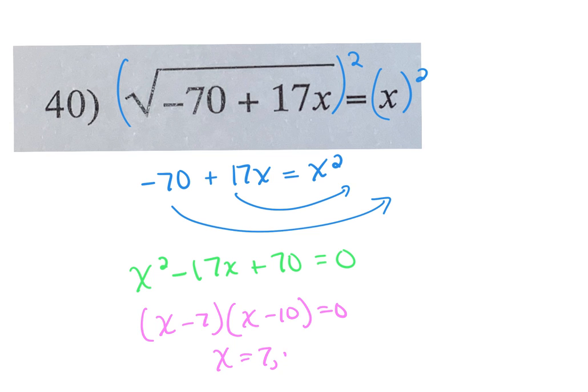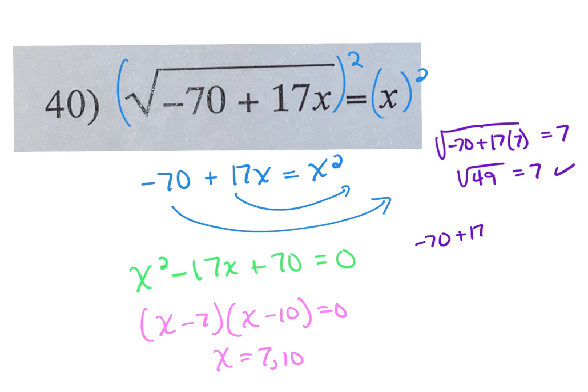And then this is the one that you are going to want to check. You have a variable on, like personally, you might want to check all of them. But the ones with a variable on the outside are the ones that could have extraneous solutions, okay? So you will want to make sure that these actually work. You'll want to say, okay, negative 70 plus 17 times 7 equals 7. And then we have, this is going to equal the square root of, yes, that's going to work. That is true, right? And then we have negative 70 plus 17 times 10 equals 10. This is going to be the square root of 100 equals 10.